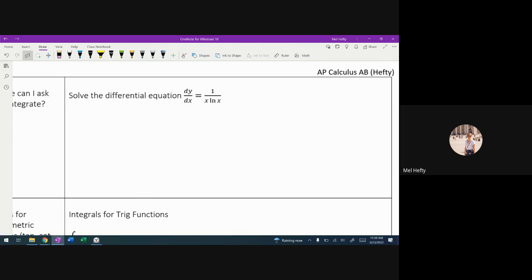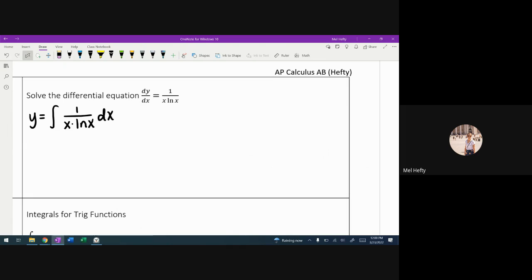So how do you think I'm going to get from a derivative back to an original function? Yeah, I'm going to integrate. I'm going to take the antiderivative. So to get my function y, I'm going to integrate this guy, 1 over x times natural log of x. All right. I need some ideas. How the heck am I going to integrate this?